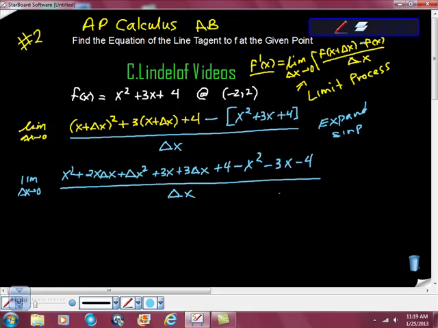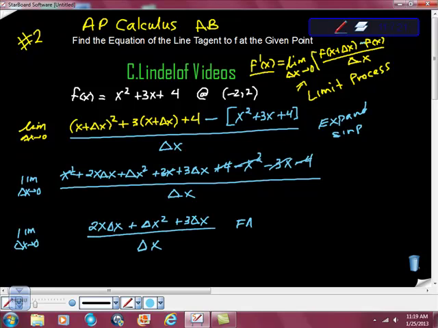What a pain in the neck, huh? Going to just keep working our way through this. Again, going to simplify here. The limit as the change in x approaches 0. This cancels this, doesn't it? 3x, negative 3x, 4, negative 4 leaves us with 2x change in x plus change in x squared plus 3 changes of x all over change in x.